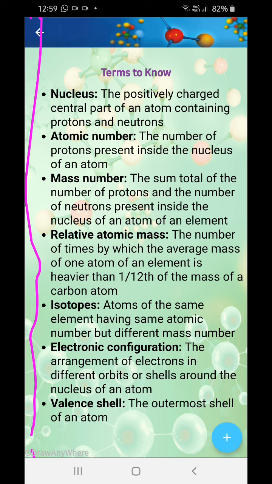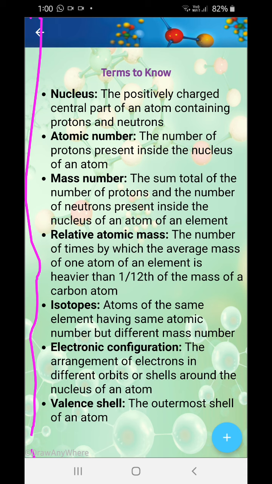So isotopes: atoms of the same element having the same atomic number but different mass number. Now I cannot tell you in this class how atoms form isotopes. It's higher chemistry, so you will learn it in class 9, maybe class 10. Atoms of the same element having the same atomic number but different mass number.